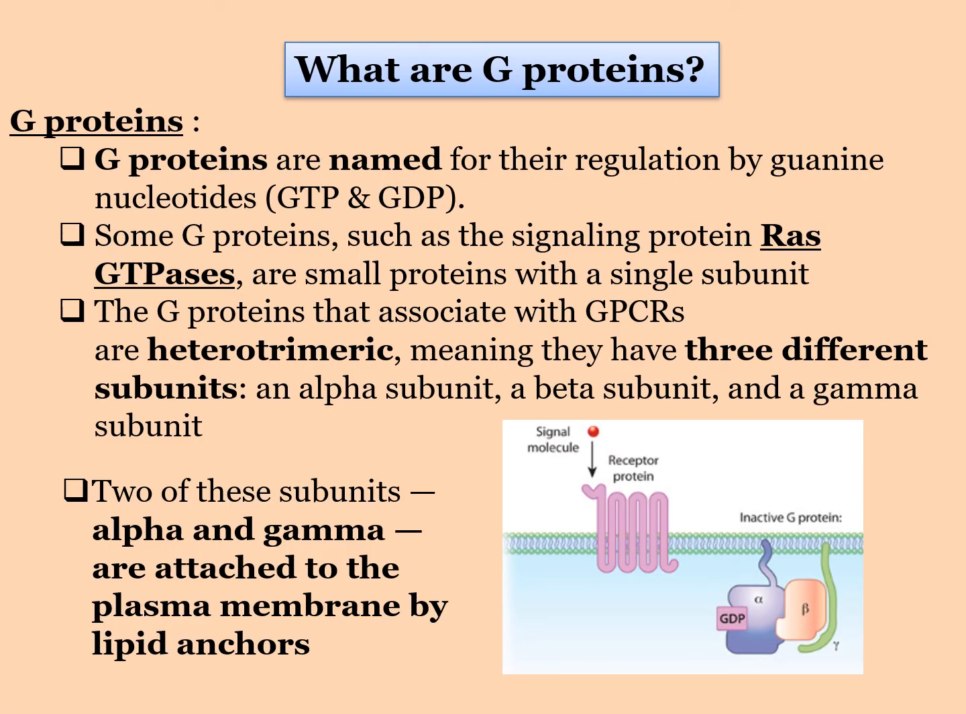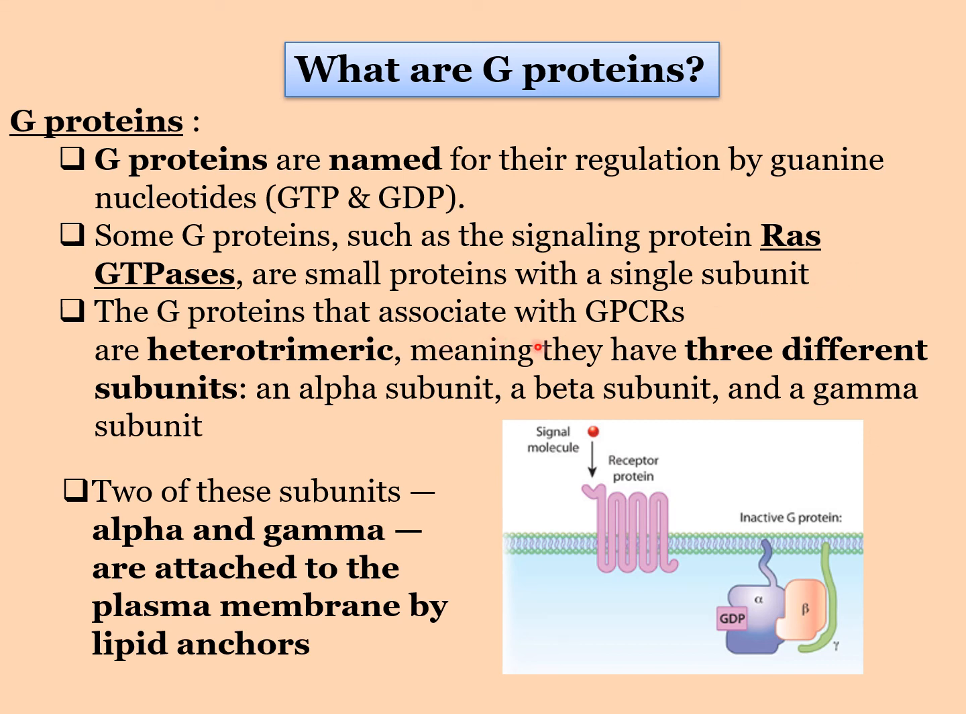Now, what are G proteins? G proteins are named for their regulation by guanine nucleotides, GTP, or guanine nucleotide triphosphate, or GDP, guanine nucleotide diphosphate. Some G proteins, such as the signaling protein RAS GTPases, are small proteins with a single subunit. Now, RAS stands for rat sarcoma, reflecting how the first members of the RAS gene family were discovered. The RAS family is composed of different human genes. They play a very prominent role in different human cancers.